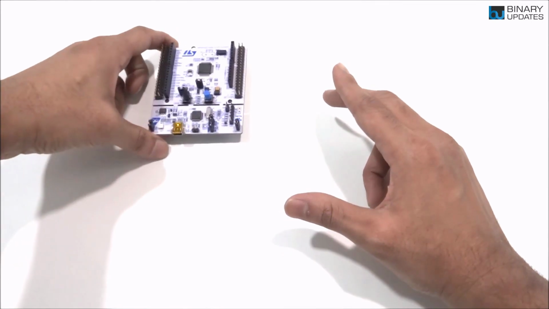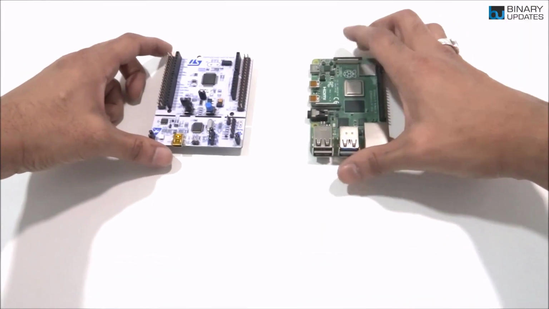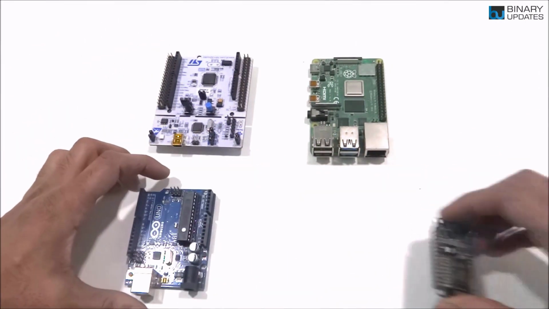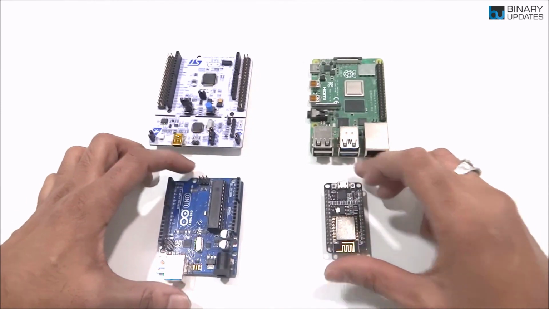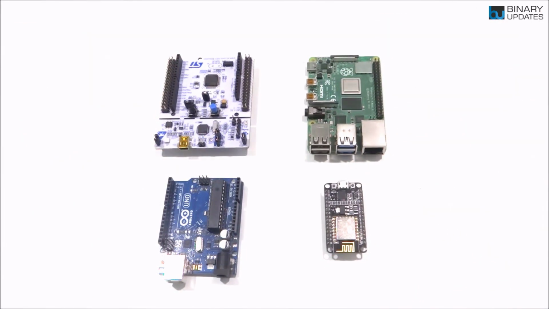So this is all I have. This is my STM32F4 Nucleo board, and this is my Raspberry Pi 4. Then, as I said, I have this Arduino, and then I have this NodeMCU ESP8266. So these are my favorite embedded software learning kits, or microcontroller development boards, you can say, and I would recommend you to buy and learn about these.